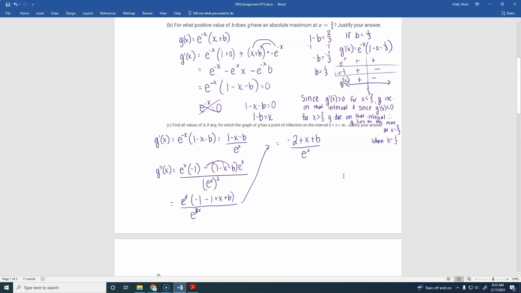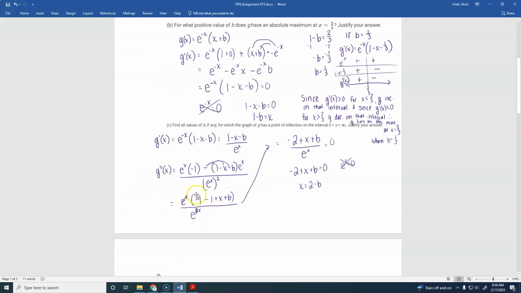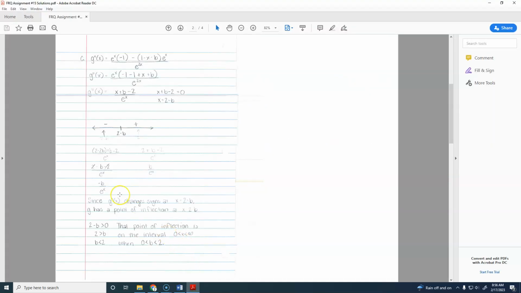So if we're looking for a point of inflection, we're looking for where this would equal 0. So negative 2 plus x plus b would have to equal 0. E to the x could equal 0, but it never does, so that doesn't really give you anything there. So x would have to equal 2 minus b if you move the 2 and the b over. And then, okay, sign line here. What's it end up with?